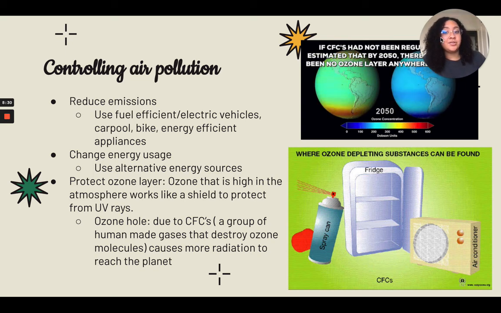We could also protect the ozone layer. So again, ozone that's high in the atmosphere works like a shield to protect us from UV rays. But sadly, there's an ozone hole due to a group of gases that destroy the ozone molecules and cause more radiation to reach the planet. So we should protect it by limiting our aerosols, again using energy-efficient appliances, and limiting our air conditioner usage.